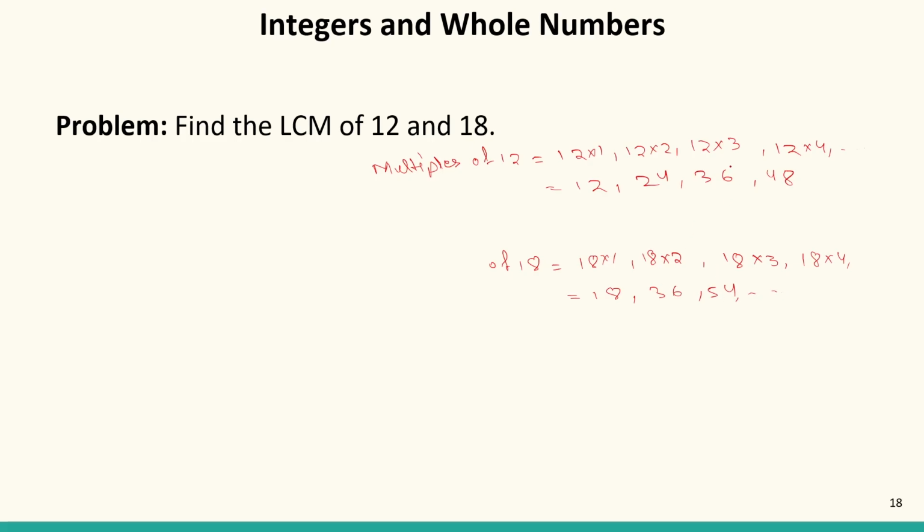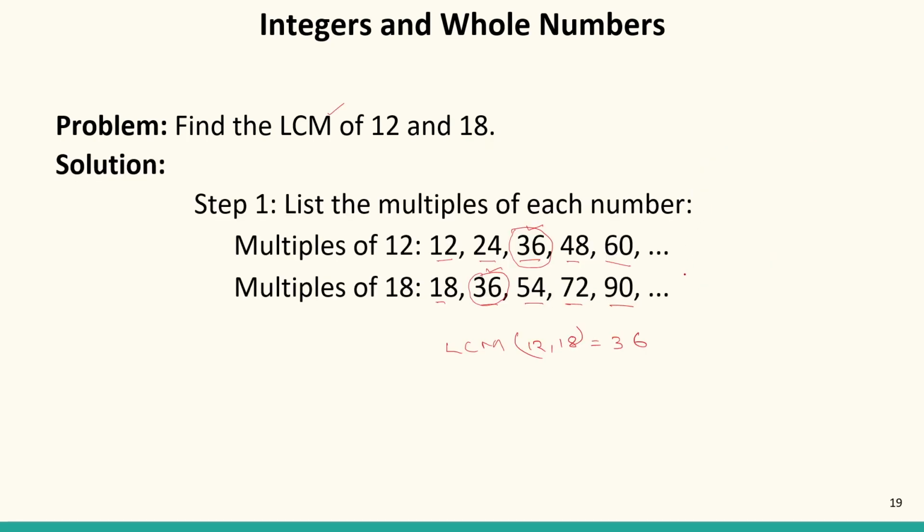So here you can see that 36 is common to both lists, and it is the lowest common multiple. So we found out that the LCM of 12 and 18 is equal to 36.